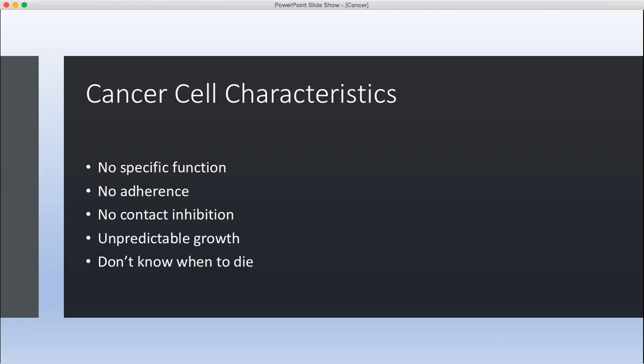Normally when cells grow, they multiply in a certain pattern. When they feel like they're starting to run out of room to grow, they stop growing. Cancer cells don't do that. They just grow and grow and grow and grow and grow. That's why with some types of cancers, we will even be able to palpate a mass, because the cells have gone out of control with their growth.